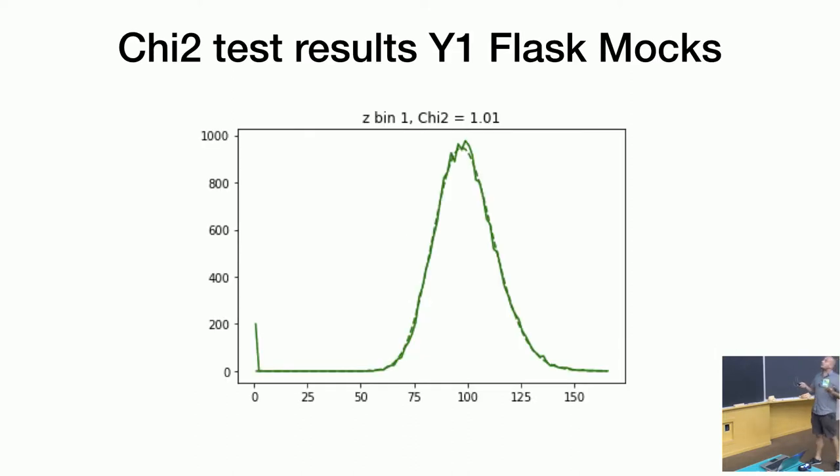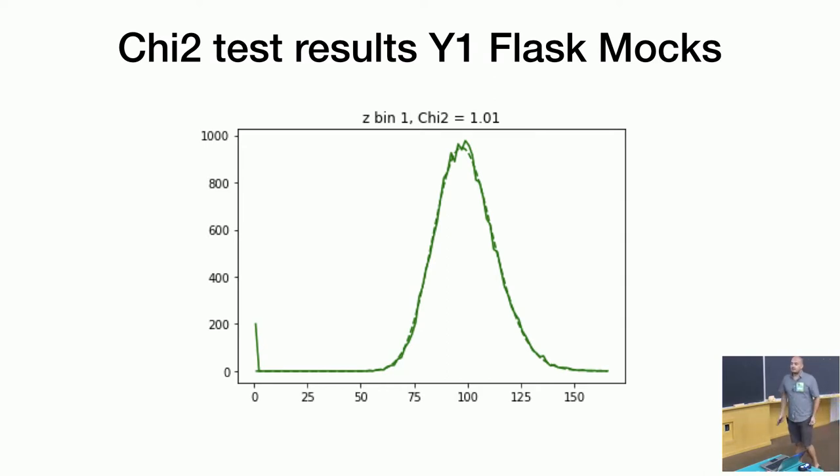Here is the result of the covariance evaluated on some FLASK mocks using the mask of DES Y1 data. As you can see, the distribution of chi-squared on the x-axis and the number of occurrences on the y-axis are perfectly fitted with a chi-square distribution with a reduced chi-square of 1.01. So when we see this kind of plot, we can say, oh, look, our covariance matrix works with the mocks we want to use.